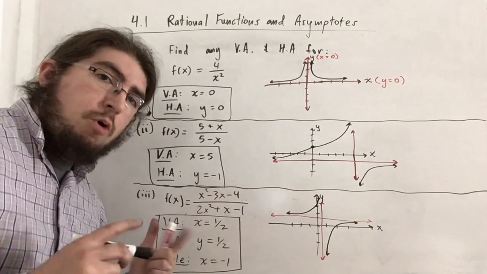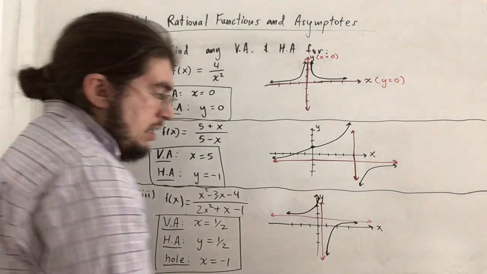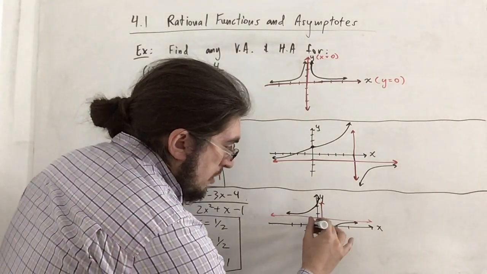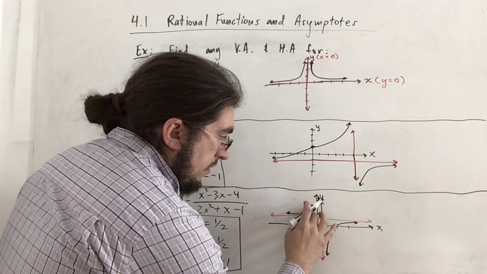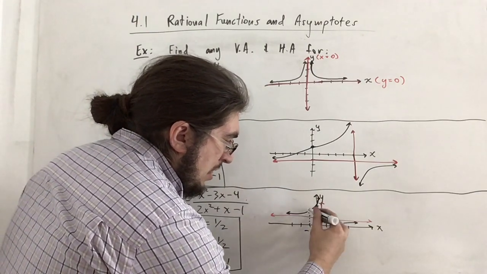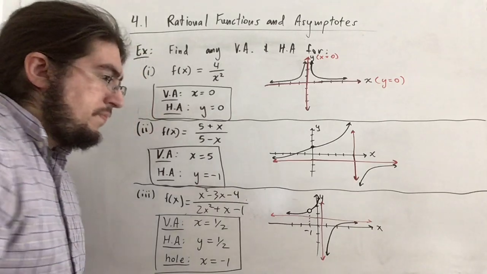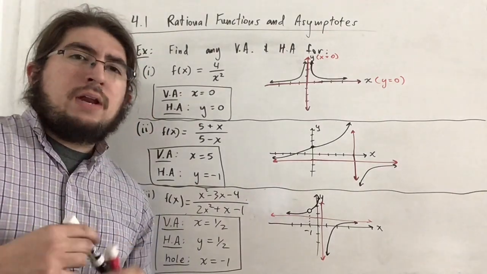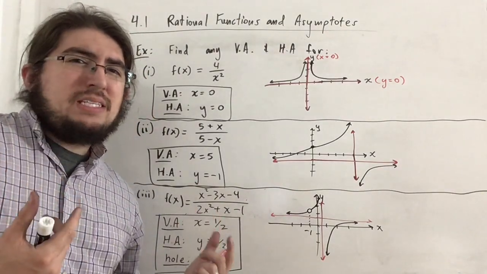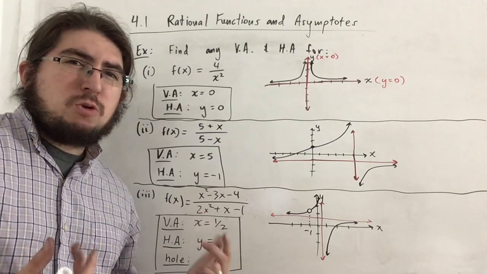Also, I'm missing out the hole. The hole is at -1. So if you go to x equals -1 and project to the curve, just take that point out and draw an open circle there.